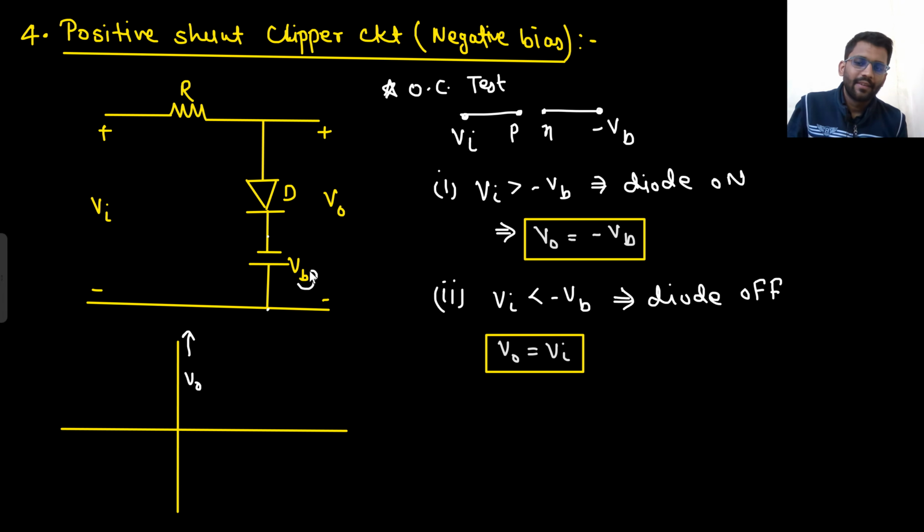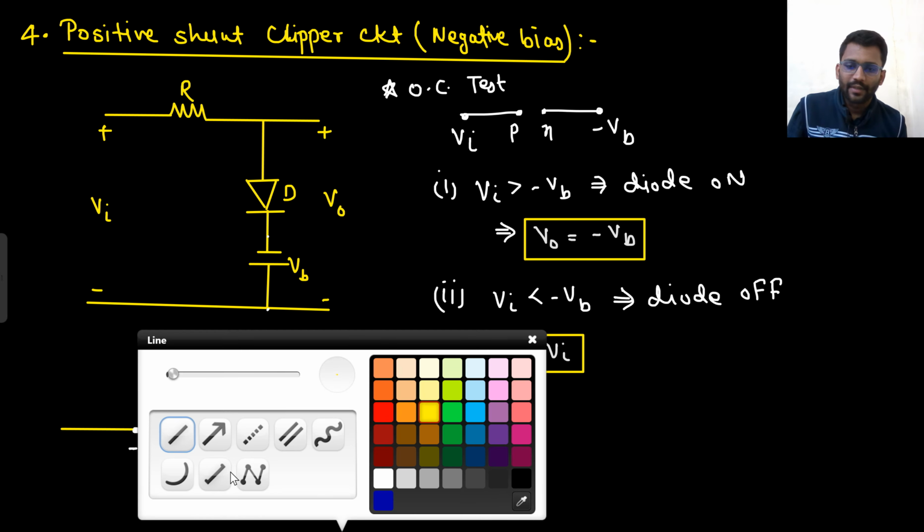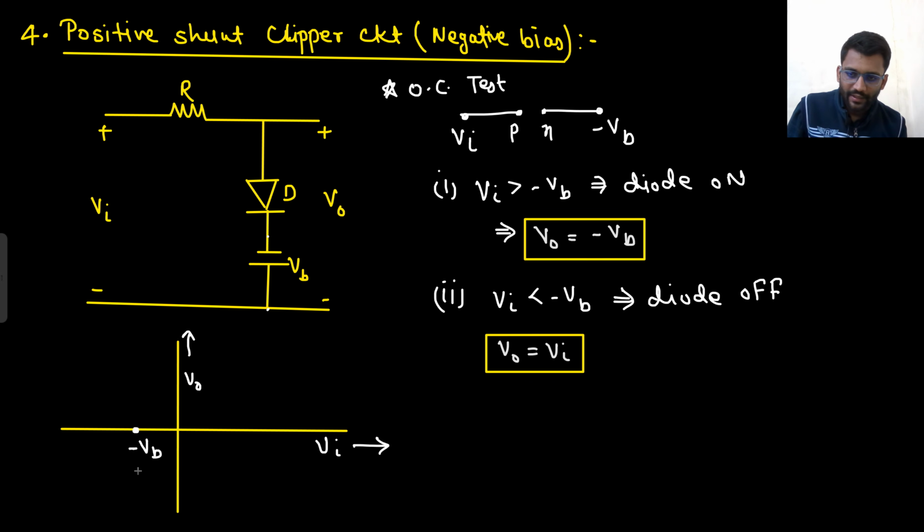Why am I writing B here? B is for bias. So V in is minus VB. For V in greater than minus VB, V out is always equal to minus VB. And for V in less than minus VB, V out is equal to V in.